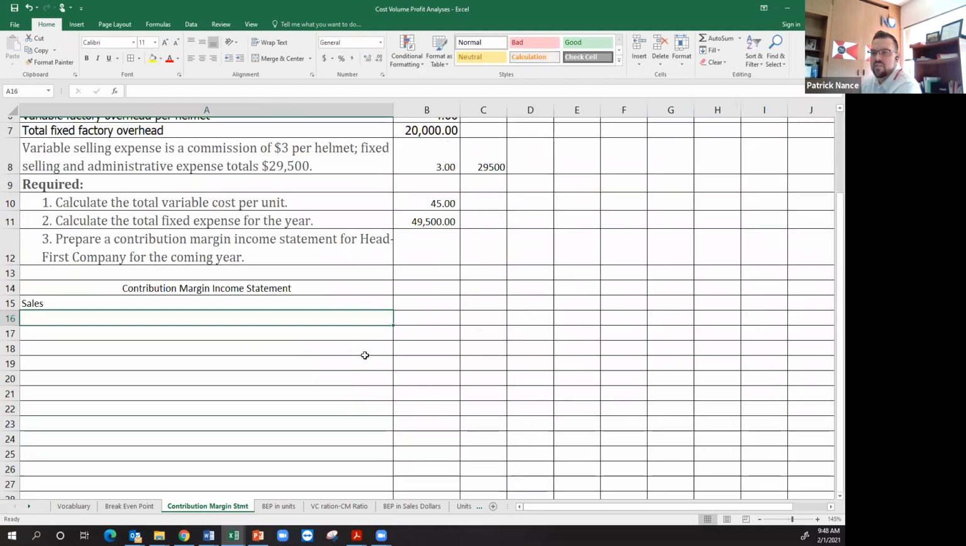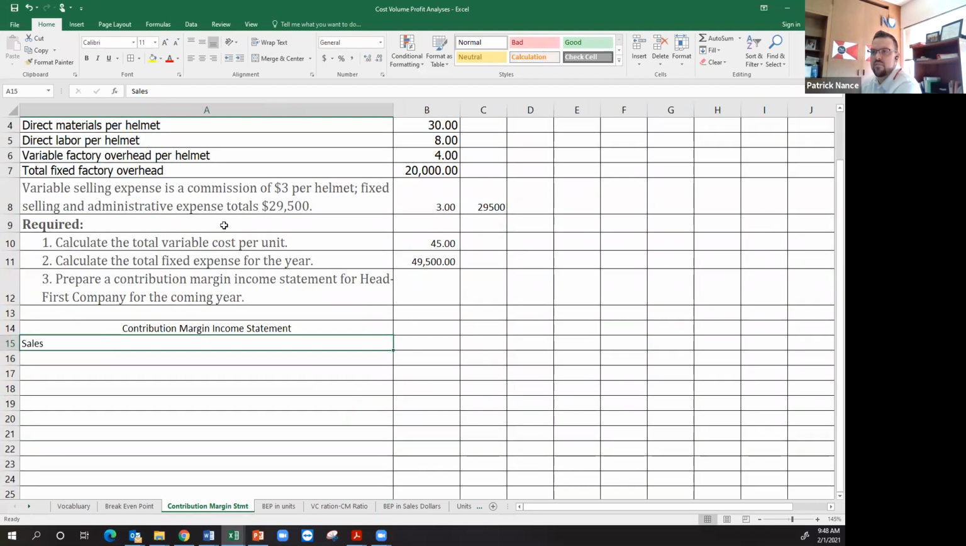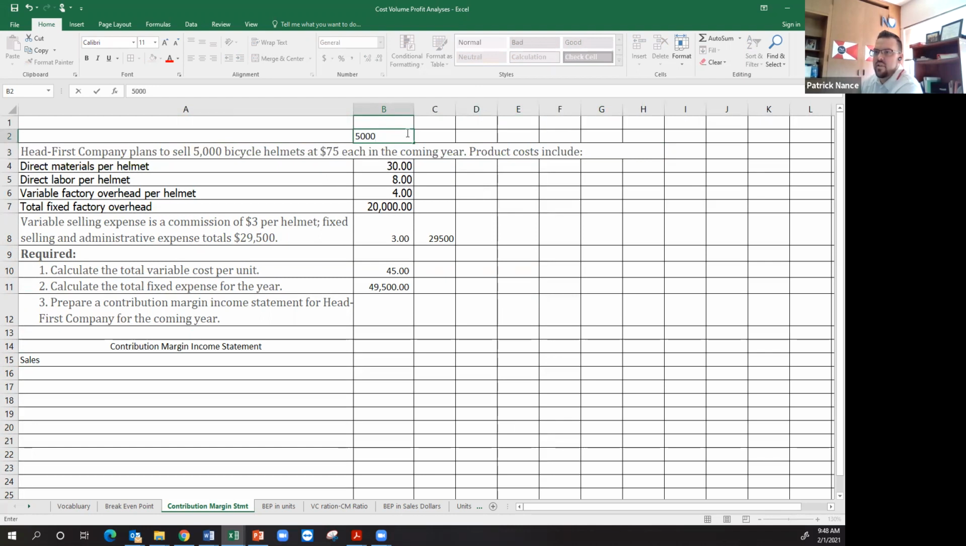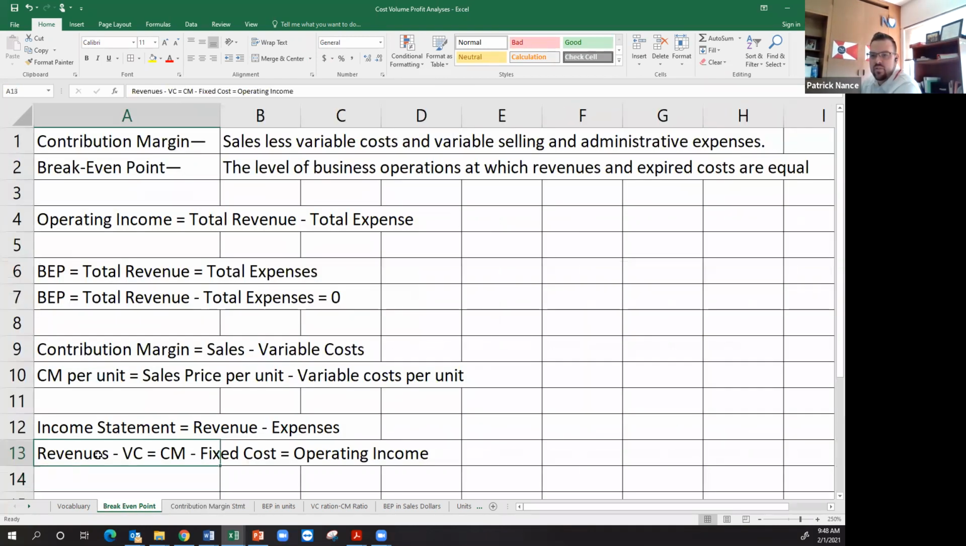My sales for this year, it tells me how many units I'm going to sell: 5,000 units at a price of $75 each. So I can figure out my total sales by simply taking 5,000 times 75 to get my total sales of $375,000.